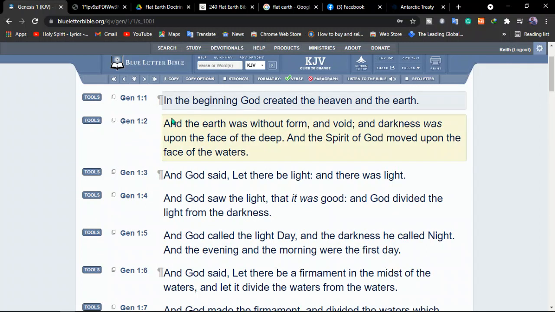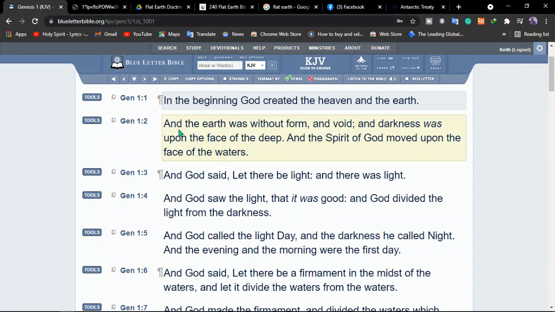Genesis 1:1 says, in the beginning, God created the heaven and the earth. Where is the sun? There's no sun. And the earth was without form and void, and darkness was upon the face of the deep. And the Spirit of God moved upon the face of the waters. Now, I want you to see this.